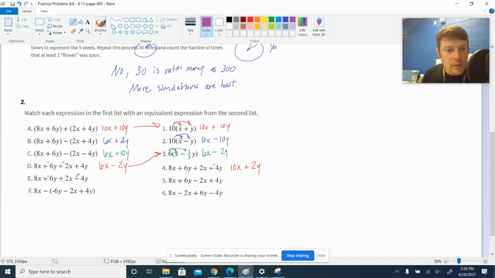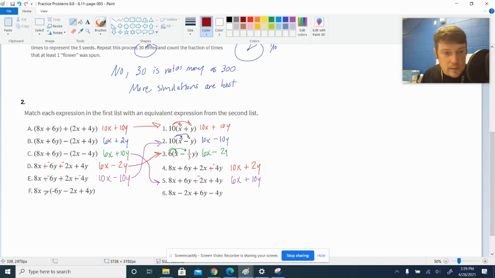Adding my opposites to make this a little more simple. 8x and 2x make 10x. Negative 6 and negative 4 make minus 10y. Hey, that matches this one here. There we go. Add my opposites. 8x and negative 2x make 6x. 6y and 4y, like terms, make 10y. You got a 6x and 10y. There we go. Got another match. You go with this one. All right, almost done. Last one.